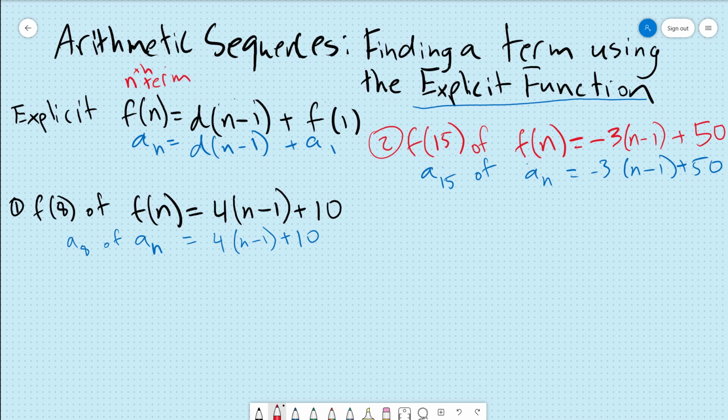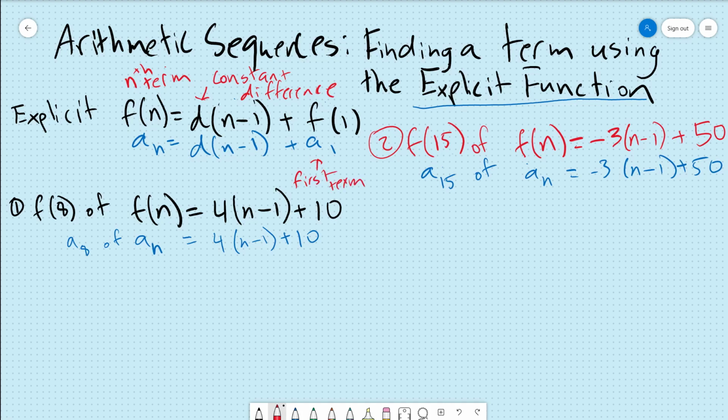is going to be equal to this d. This is going to be the most important thing. It's going to be your change, whether it's going up or down, but it's going to represent a constant, so it's going to be the same over and over again. Difference. And we're always going to start at our first term, a1 or f1. Both of these are the same first term.